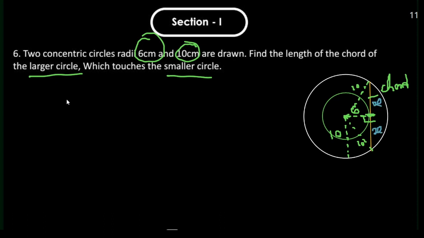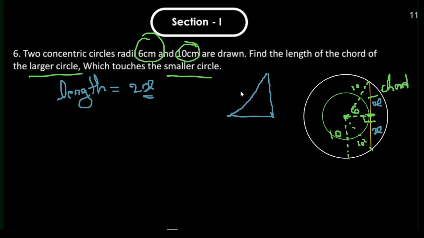So now the length of the chord is 2x, right? Now I have to find x. How can I find x? If you see this clearly, we can see a right angle triangle here. This is 10, this is 6, and this is x. By using Pythagoras theorem, we can apply the formula that 10 square, that is hypotenuse square, is equal to 6 square plus x square.